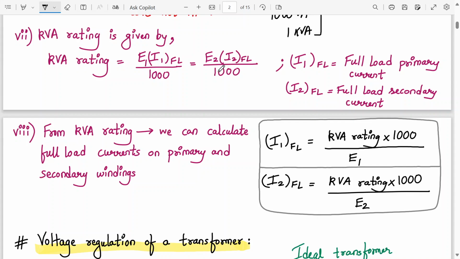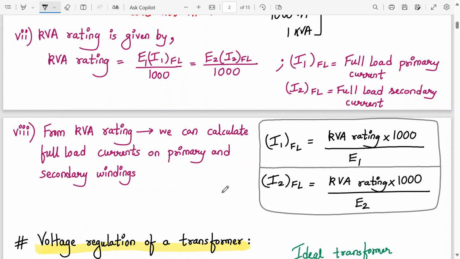Now from the kVA rating, we can calculate the full load primary current and secondary current of the primary and secondary winding. So I1 full load will be kVA rating, which will be available in the data sheet of the transformer, into 1000 upon E1, and I2 full load will be kVA rating into 1000 upon E2. So knowing the kVA rating, knowing the EMF induced E1 and E2, we can find the primary and the secondary current at full load.